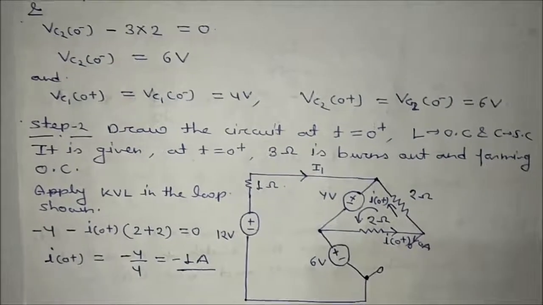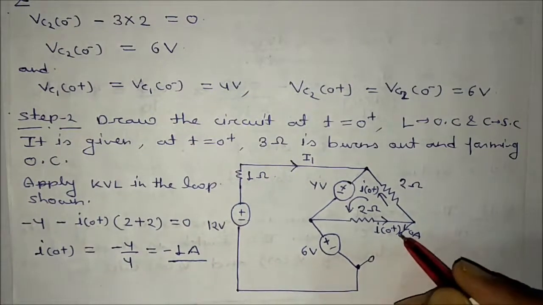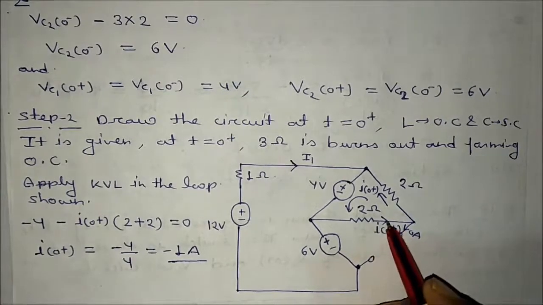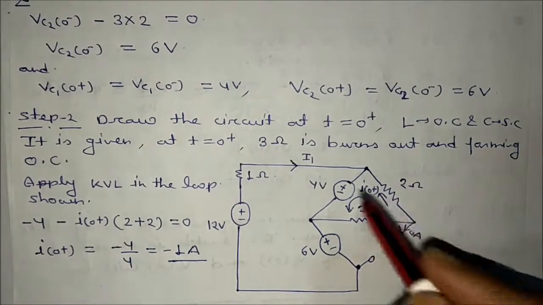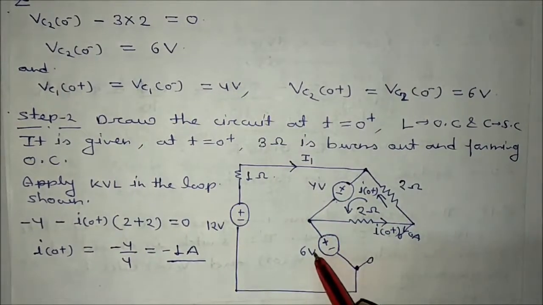Now the next step is what? Draw the circuit at t is equal to 0 plus. It is saying that at t is equal to 0 plus, L will be replaced with an open circuit or a current source and C will be replaced with a voltage source. But it is saying that at t is equal to 0 plus, the 3 ohm is burned out. So remove the 3 ohm from the circuit. If the 3 ohm is removed, this will become open circuited. This current I represent as I(0+). Each capacitor will be replaced with a voltage source: the 4 volt VC1 and this is 6 volt.